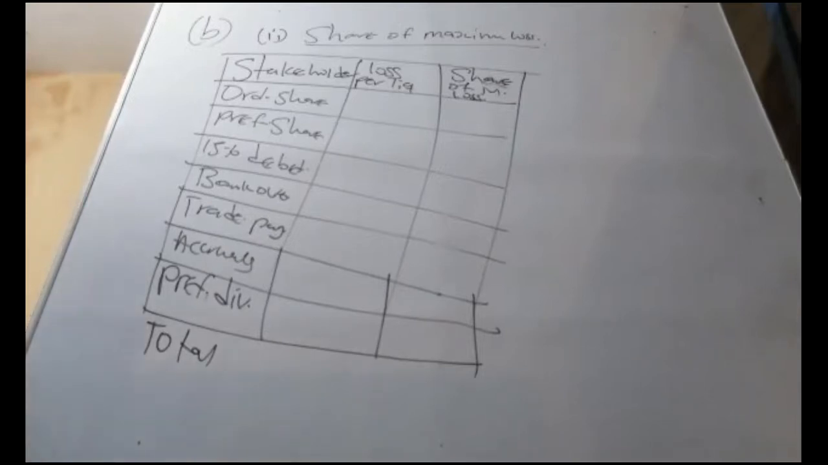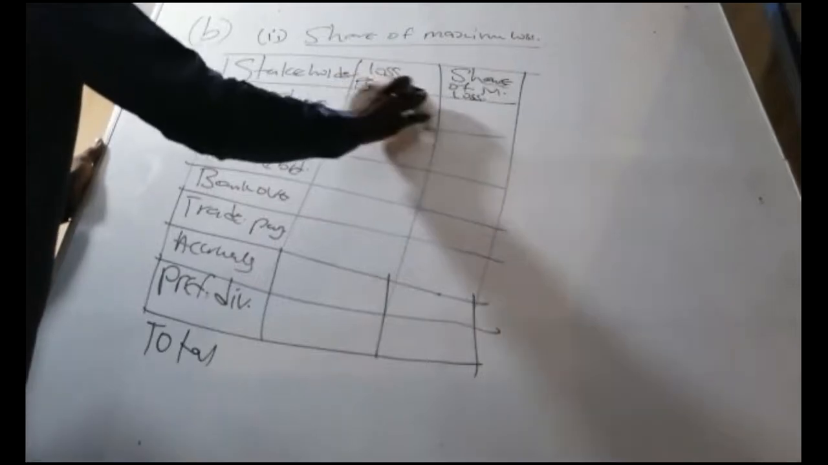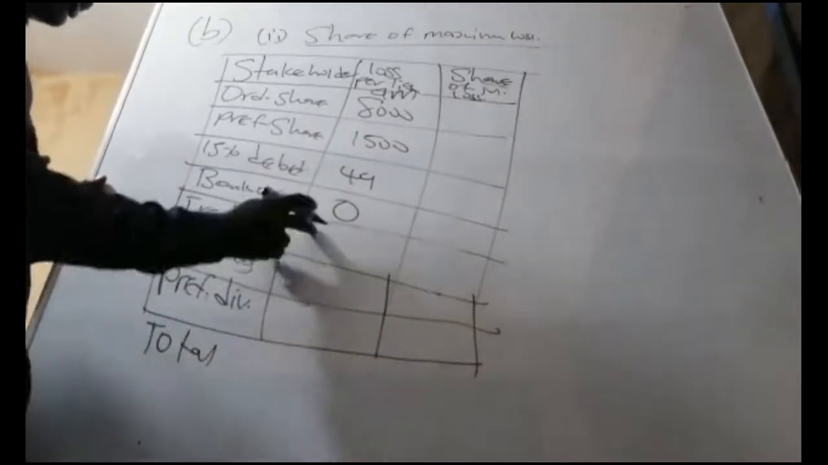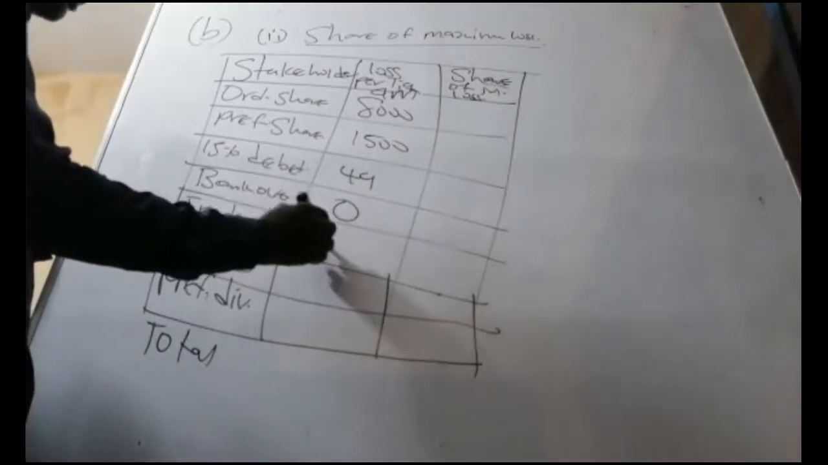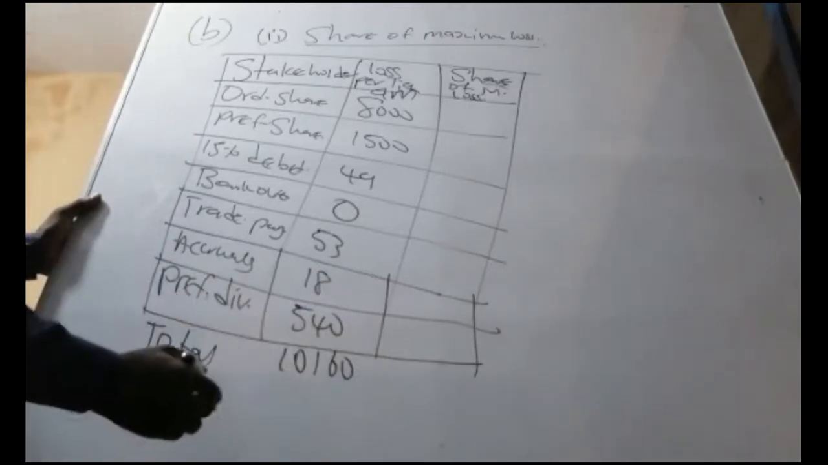Please, I need those figures. On liquidation, ordinary shareholders are losing what? 8,000. For this one, you've done it already. That's the loss per liquidation. Here they are losing 1,005. Here they are losing 49. Bank overdraft, they're not losing anything. Trade payable, they are losing, I think, 53 or so. Accruals, 18. Preferred dividend, they are losing all the dividend arrears. Total gave us 1,160. Perfect.